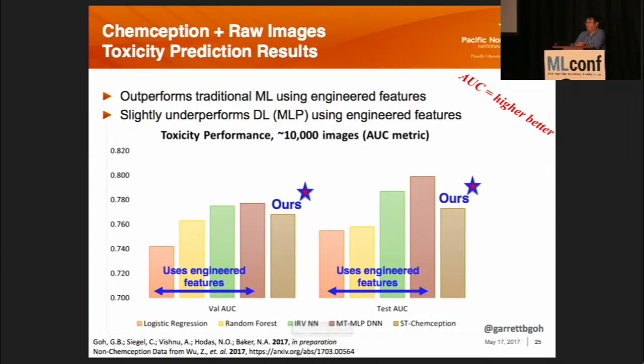Moving on to the toxicity data set, this was slightly more challenging because the toxicity data set actually comprises 12 different tasks, and it has much less data than the HIV activity data set. Just looking at the performance here, the first two represent your traditional ML algorithms. I believe this is logistic regression and random forest. We're doing better than them, but not necessarily compared to deep neural networks MLP that use engineered features. I'm going to come back to this later on how to improve Chemception's performance.